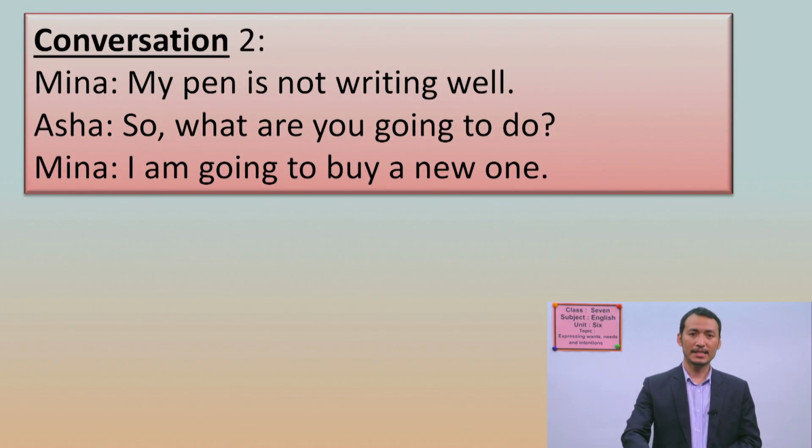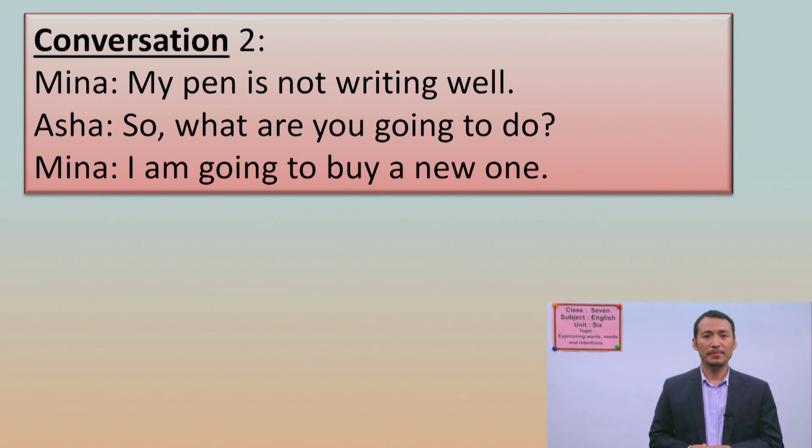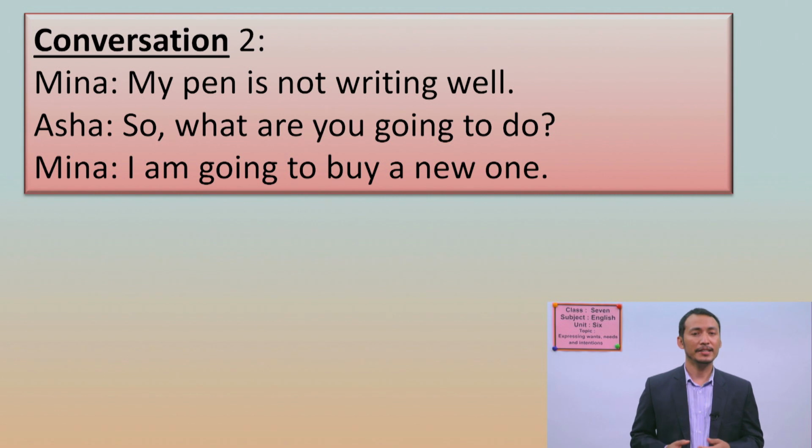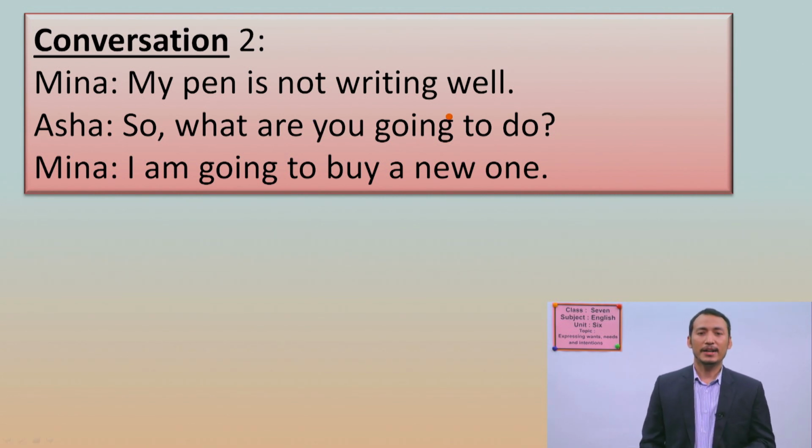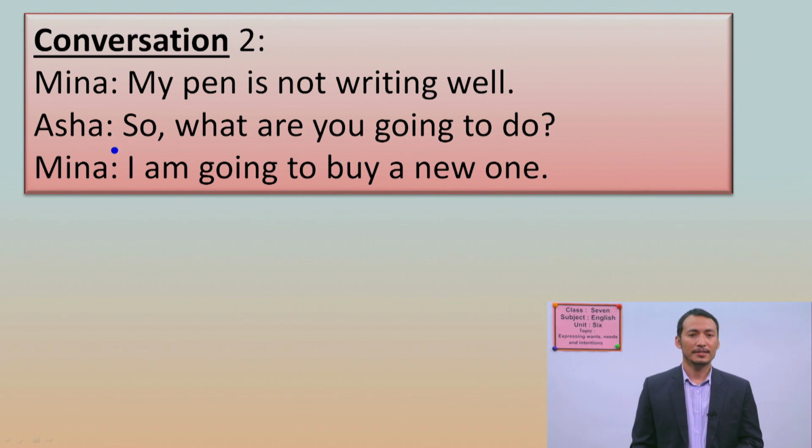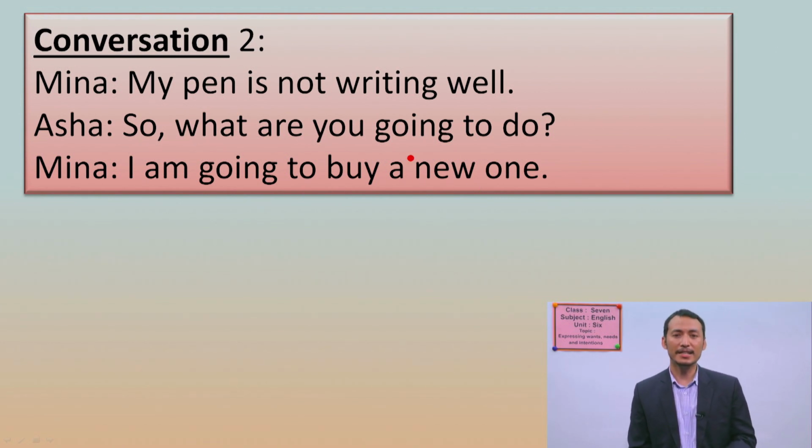Okay, now let's have a look at another conversation between Mina and Asa. It's conversation 2 for expressing intentions. Mina says, my pen is not writing well. Asa, so what are you going to do? Mina says, I'm going to buy a new one. Well, what is the intention here? Can you find out now?